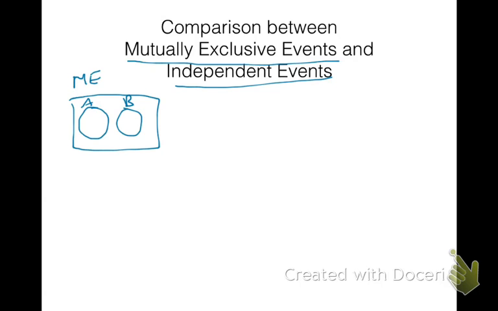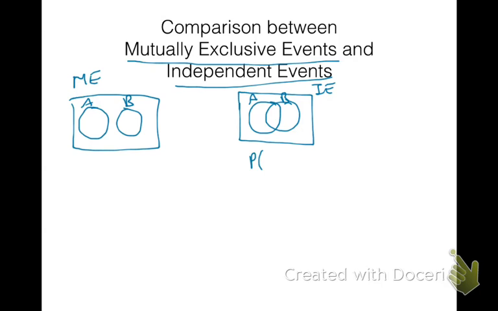And we have independent events, as we saw in the past. They have an intersection, for sure. But the definition of independent was that the probability of one occurring has no effect on the probability of another occurring. But there is some kind of intersection.